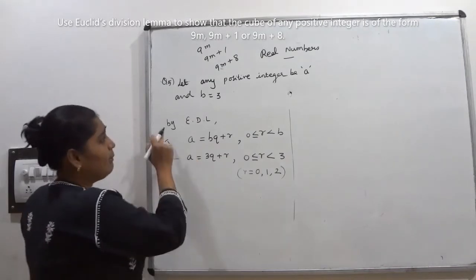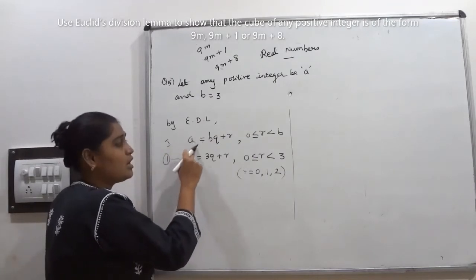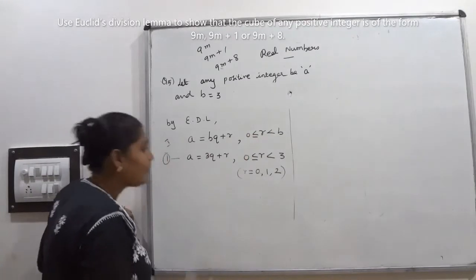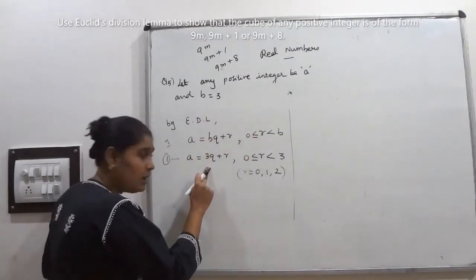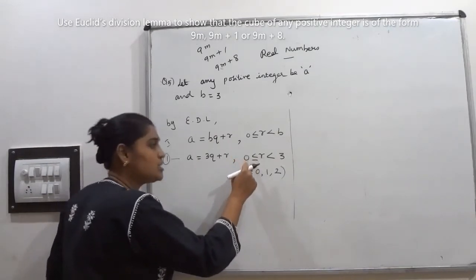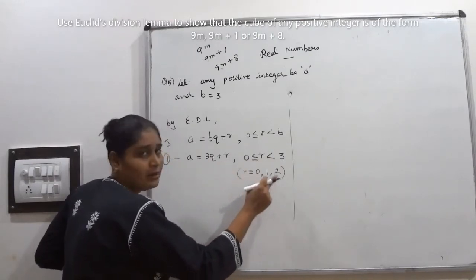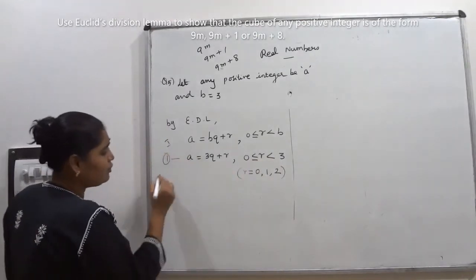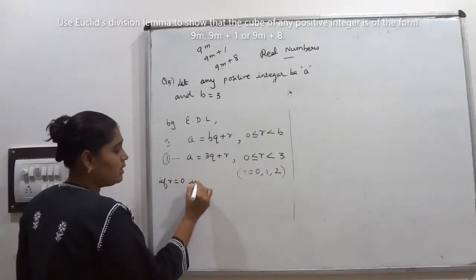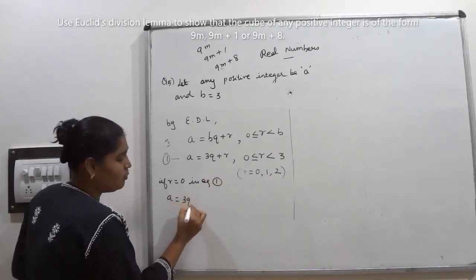So let's start. By Euclid's division lemma, you know that a equal to bq plus r, where r is greater than or equal to 0 but lesser than b. In the place of b I am going to keep 3. So a equal to 3q plus r, and the r condition is greater than or equal to 0 but lesser than 3. So r will be 0, 1 and 2. If r equal to 0 in equation number 1, you will get a equal to 3q plus 0.